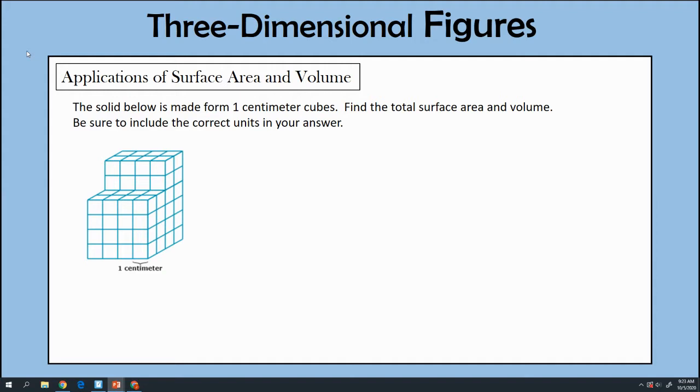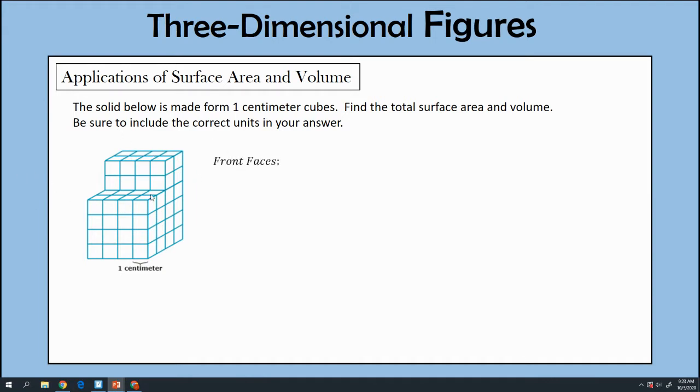All right, the first thing they look at, and I've seen this on several different tests, is kind of a visual thing and a depth perception, where they give you a drawing like the one you see here. It's made up of 1 centimeter cubes and asks you to find total surface area and volume. We can use formulas. We're also going to do some counting to make sure we get everything taken care of.